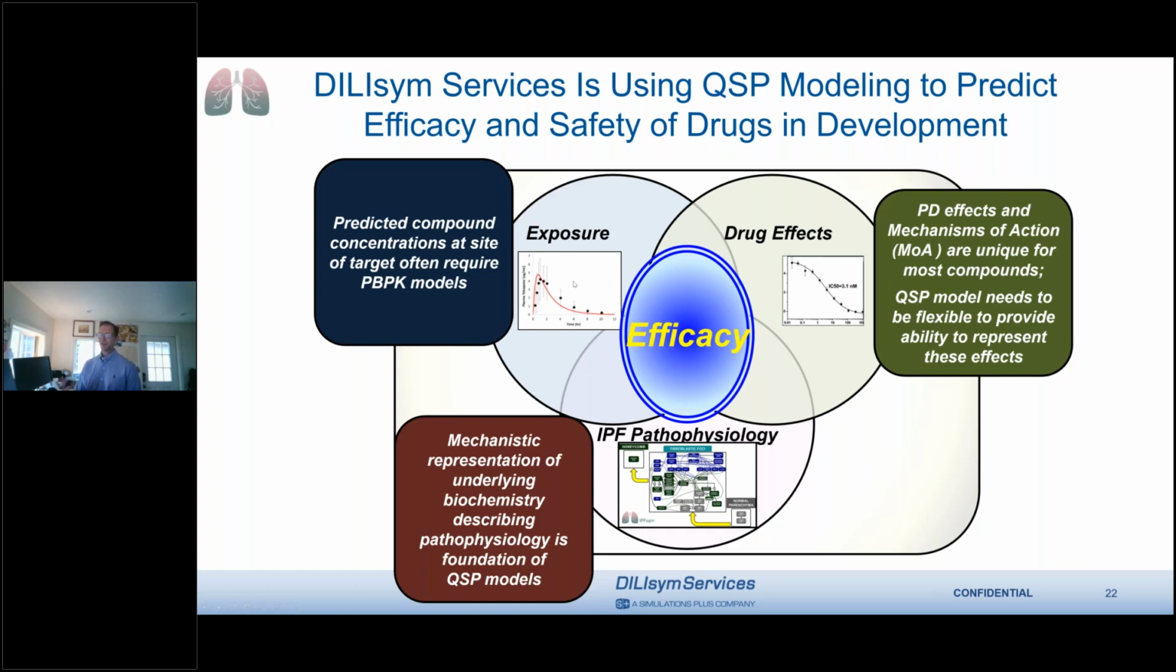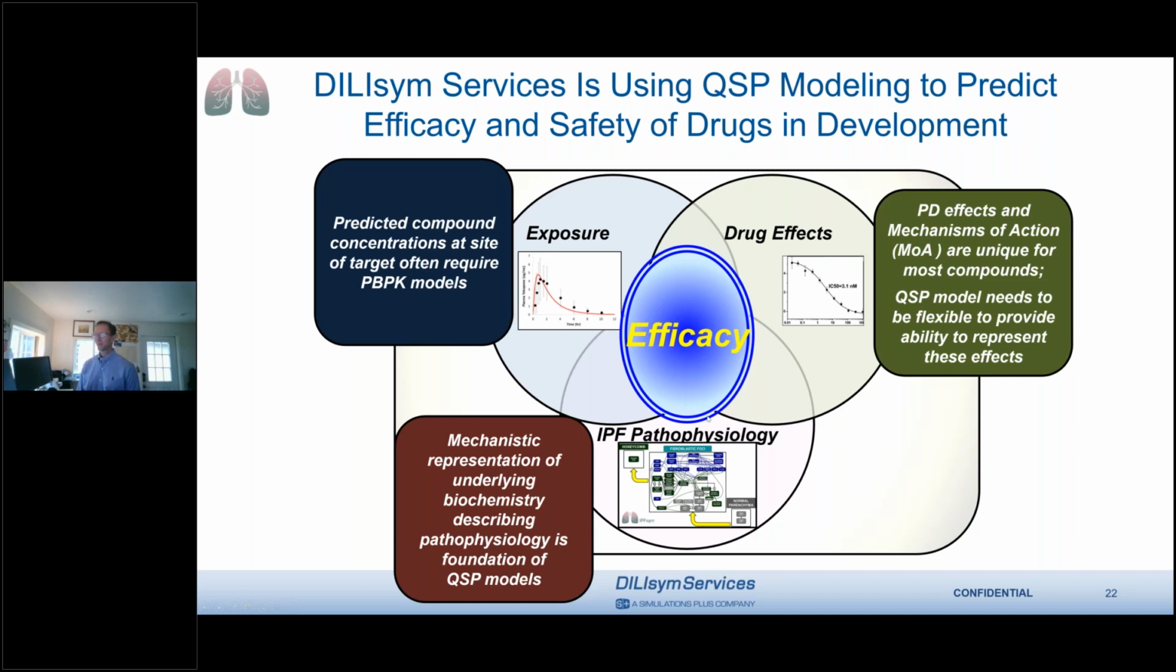In order to do that, we need to capture the exposure, which, depending on where the target is represented, sometimes requires representing the intracellular concentrations, and really the need and the utility of PBPK models such as GastroPlus become a critical component. And you need to know about not only the drug target itself, but also how that target interacts with the mechanisms of the disease. That's best described as the mechanism of action of the drugs, in addition to understanding the pharmacodynamics as it interacts with its target itself.